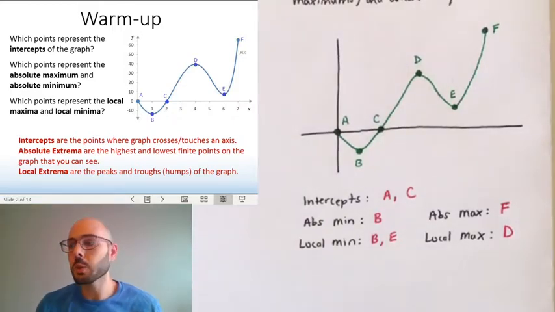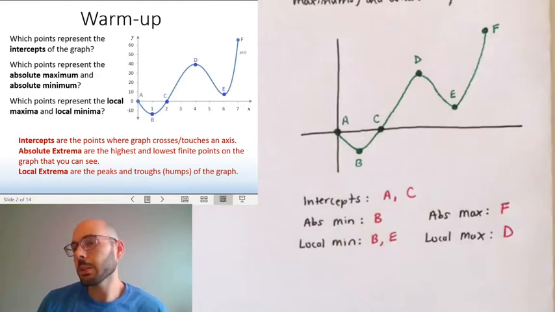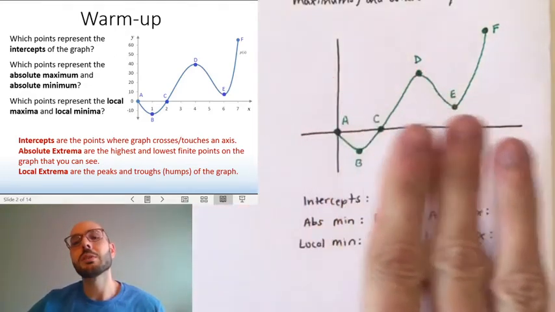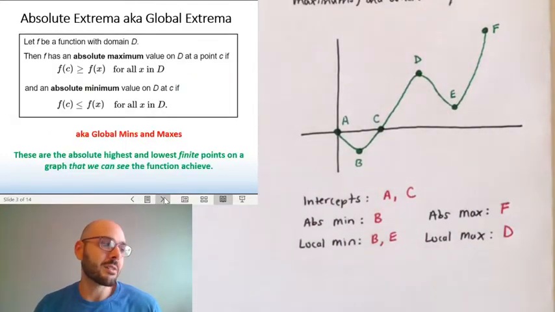What we're going to do is formally define these words, absolute and local extrema, and then we're going to look at some more examples where a little bit stranger things happen, because not everything has to be perfect and beautiful like this one example. So let's get on to the definitions.